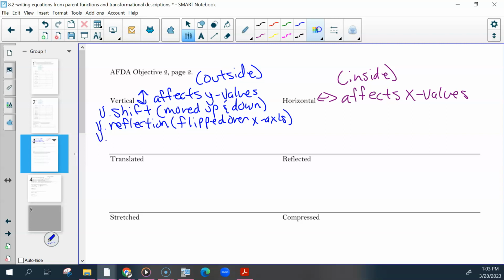Then we talked about a vertical stretch and a vertical compression. Steve, I'm going to show you writing this down. Where your vertical stretch made it narrow, and your vertical compression made it wide.